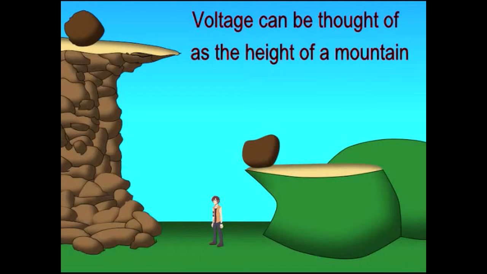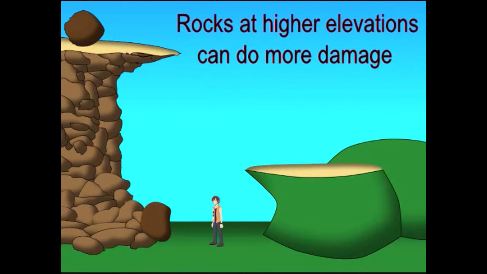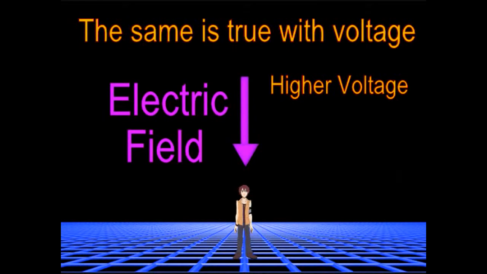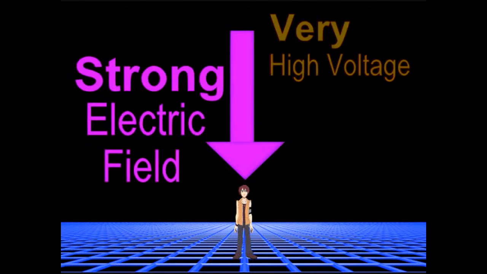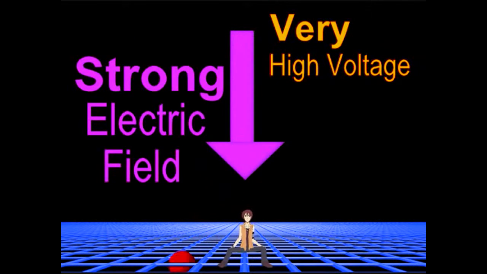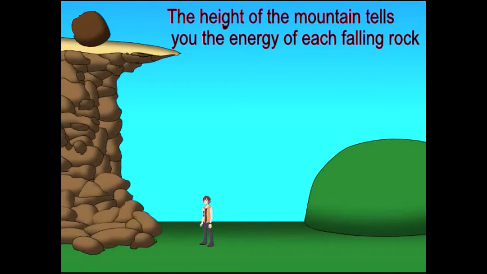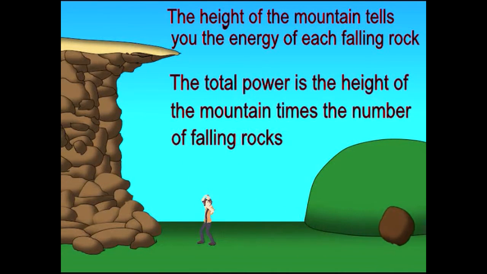Voltage can be thought of as the height of a mountain. Rocks at higher elevations can do more damage. The same is true with voltage. The height of the mountain tells you the energy of each falling rock. The total power is the height of the mountain times the number of falling rocks.